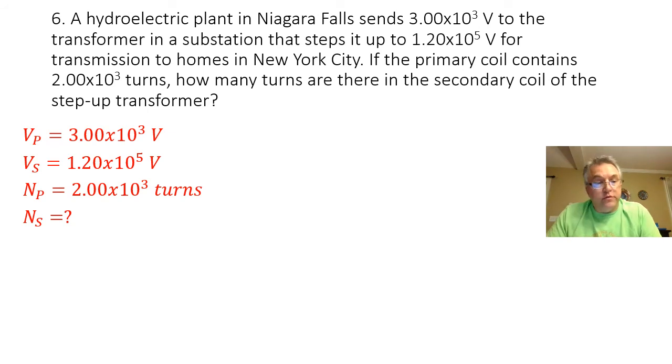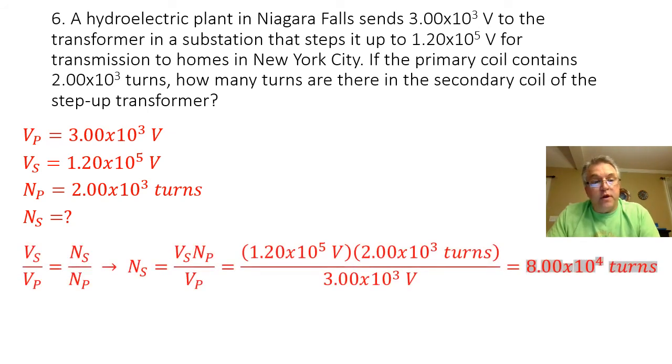Once again, we use our transformer formula. When we cross multiply and solve for NS, we are going to get NS equals VS times NP divided by VP. We plug our known values into that equation, and we are going to get the number of turns on the secondary coil is going to be 8.0 times 10 to the fourth turns, or 80,000 turns.